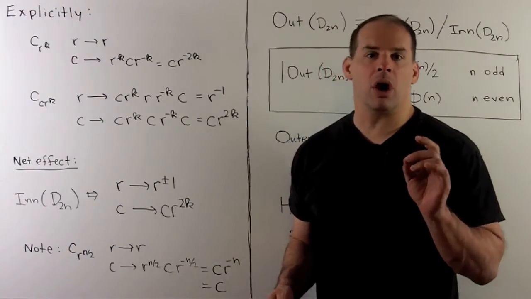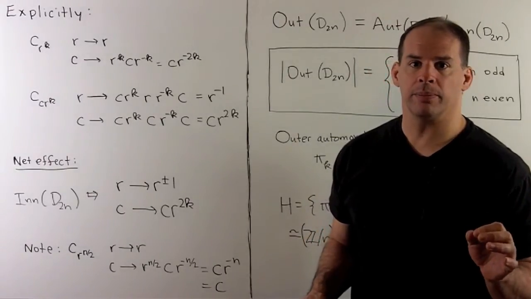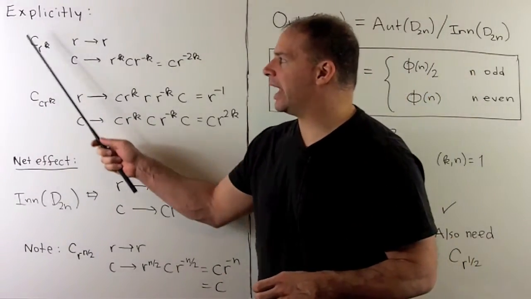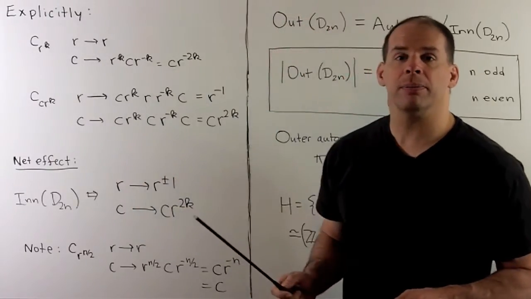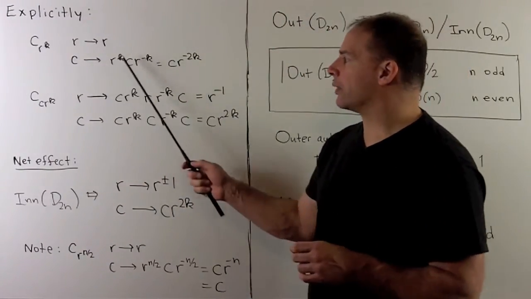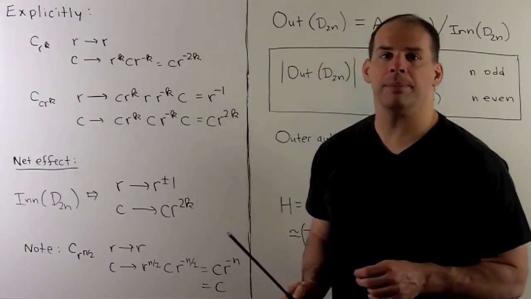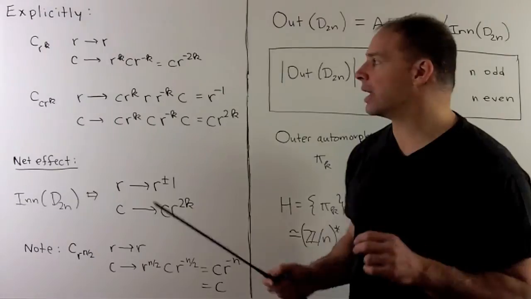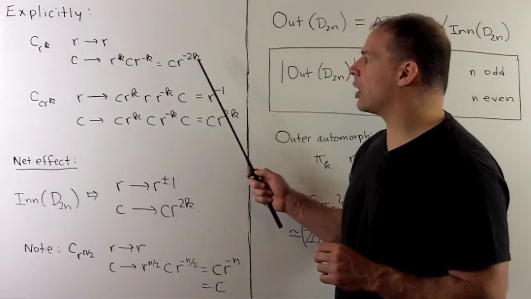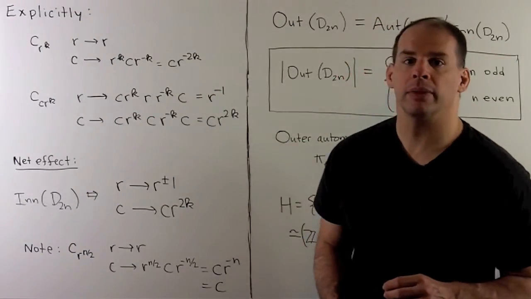Let's compute the inner automorphisms explicitly. If we conjugate by rotation, say r to the k, r goes to itself, c goes to r to the k, c, r to the minus k. If we push the c to the front, the r to the k picks up a minus sign. Then we get c r to the minus 2k.